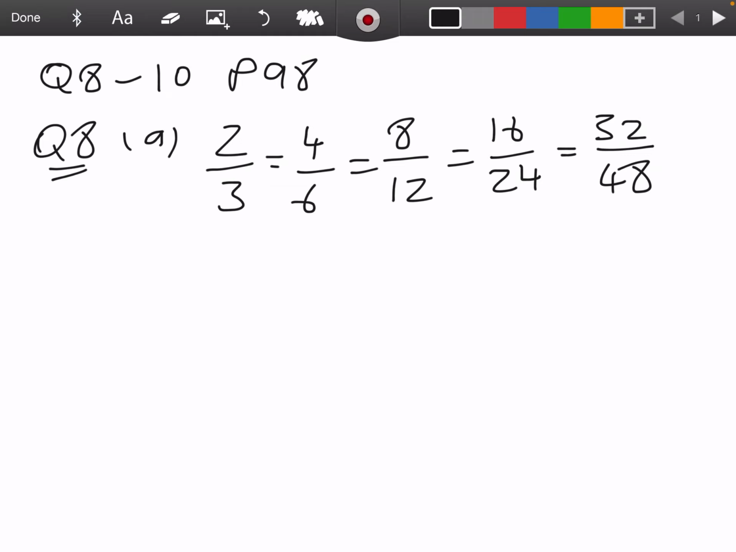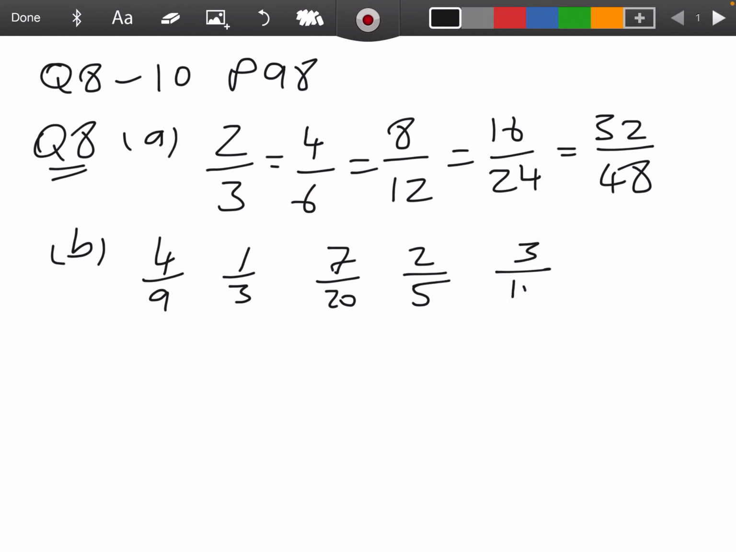So next one then, part B, you've got 5 fractions given to you: 4 over 9, 1 over 3, 7 over 20, 2 over 5 and 1 over 10, or 3 over 10, sorry. And the question asks to arrange them from smallest to biggest.